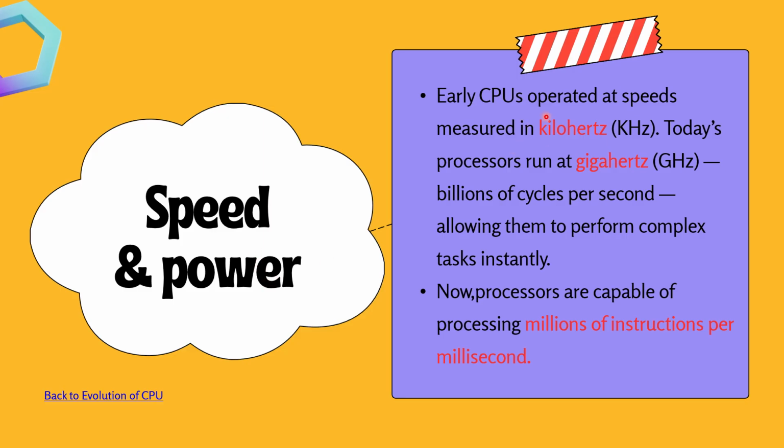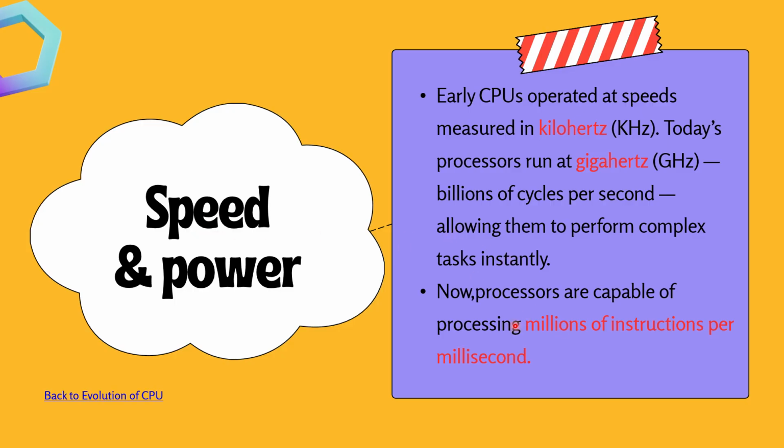Since the size is reduced, the speed is increased. Earlier CPUs operated at speeds in kilohertz, but nowadays processors run at gigahertz, that is billions of cycles per second. So it is able to process millions or billions of instructions per millisecond. That is how it is faster now. And if the speed is very fast, it can perform complex tasks instantly. That is the advantage of the integrated chips.